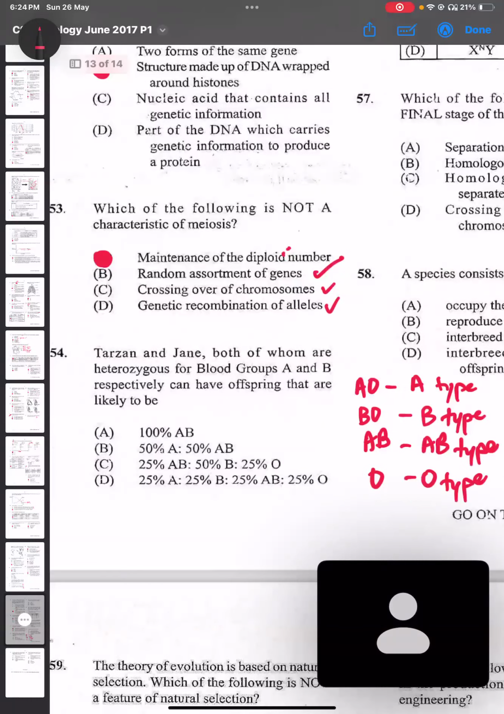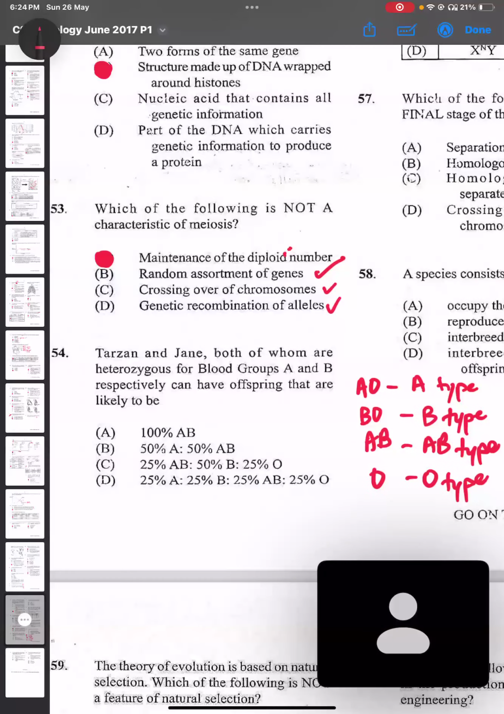Anytime you have two heterozygous organisms reproducing with each other, your ratios will always be 25, 25, 25, 25 in terms of the genetic ratios. So your answer will be D.